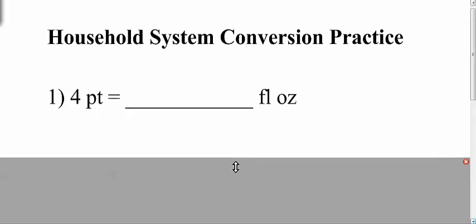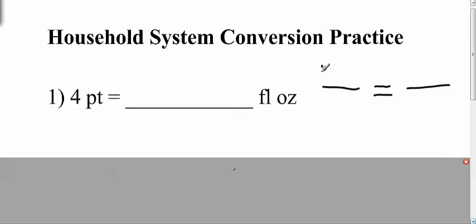So our first problem says 4 pints is equivalent to how many fluid ounces? Well, in the proportion method, we set up a proportion, which is when one ratio is equal to another ratio. And in this method, we put the problem situation on one side of the equation in one ratio.